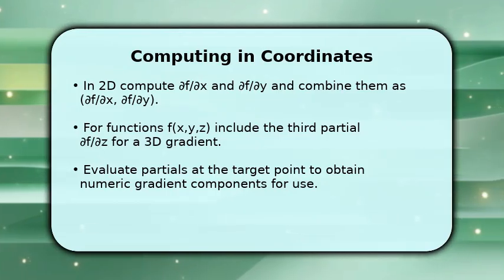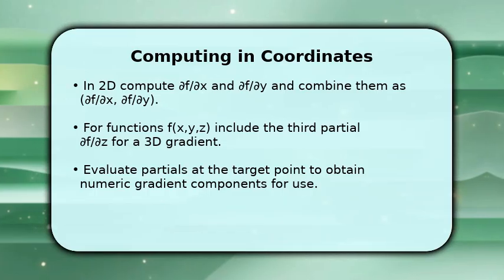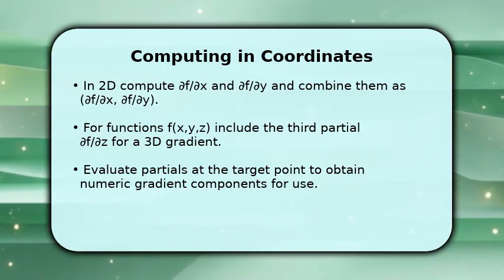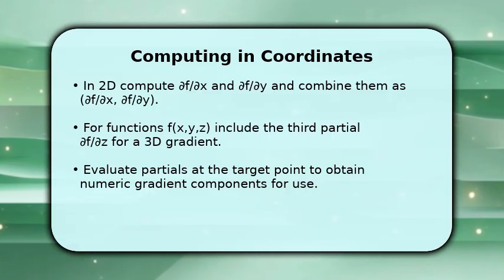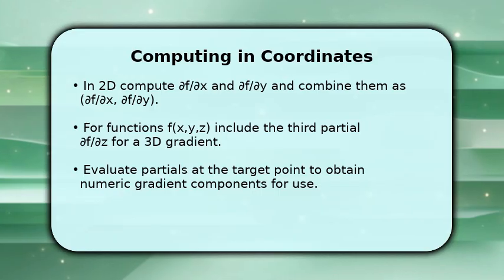In 2D, compute ∂f/∂x and ∂f/∂y and combine them as ⟨∂f/∂x, ∂f/∂y⟩. For functions f(x, y, z), include the third partial ∂f/∂z for a 3D gradient.